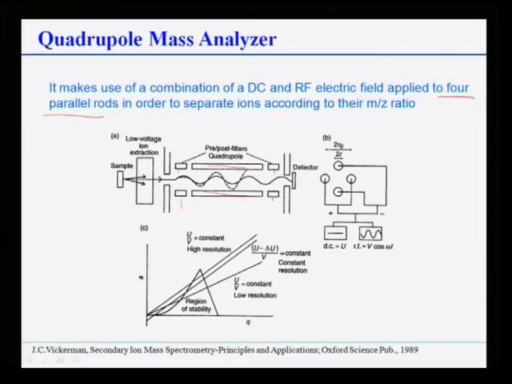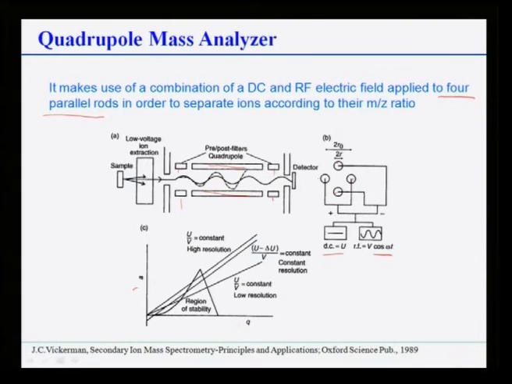You can see here, this is the DC voltage, this is the RF voltage. You can apply them. And these are the four probes of different dimensions. Now, if I plot the movement of the ions, you can see here the two parameters A and Q. Q is the charge, and A is basically the distance between the quadrupoles.